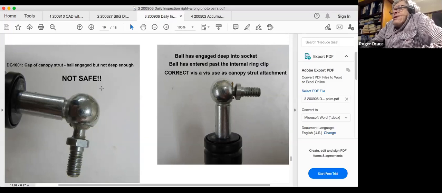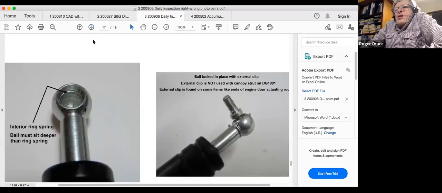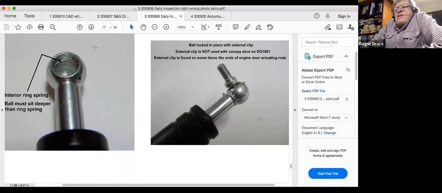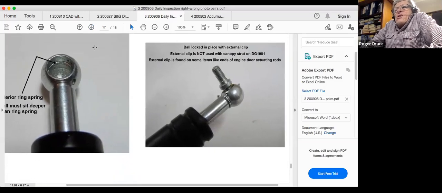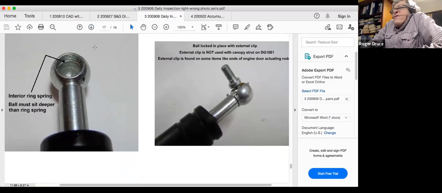On the right-hand side, it is correctly engaged. The ball has gone past an internal ring clip. The next slide, which you can go to, Dave, shows on the left that inside the head there is an internal groove, and fitted into that is something like a circlip, only the item is made out of a spring wire, and so you can push the ball deeper than that ring spring.